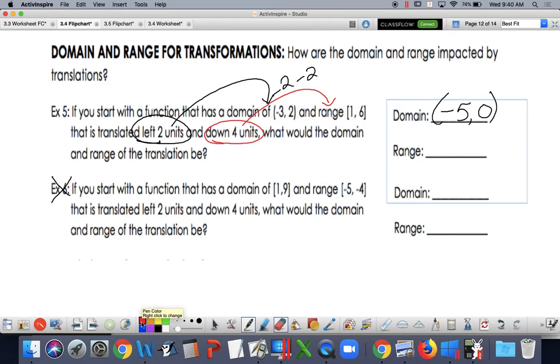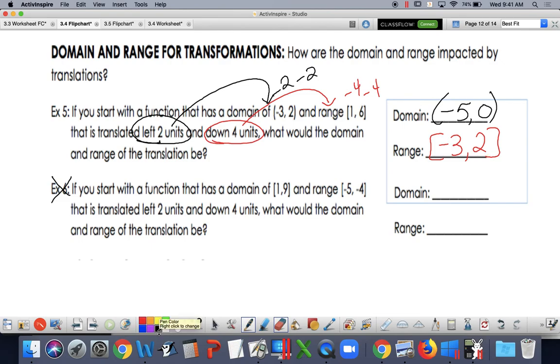Now for my range, since I'm going down 4, 1 to 6. I subtract 4 from both my start and my stop. So yes, I get -3 to 2. Because this one had brackets to start out, it ends with brackets. Because this one had parentheses to start, it ends with parentheses. You will see one question like that on your homework. That's why I wanted to make sure we went over them.